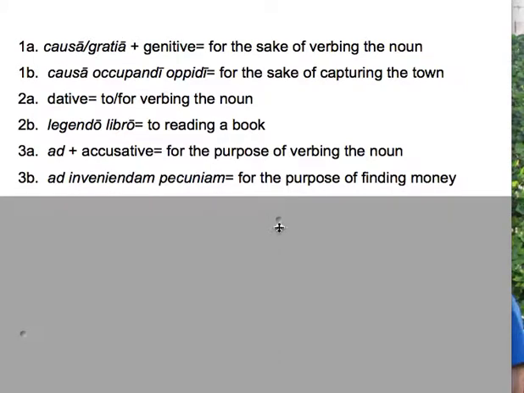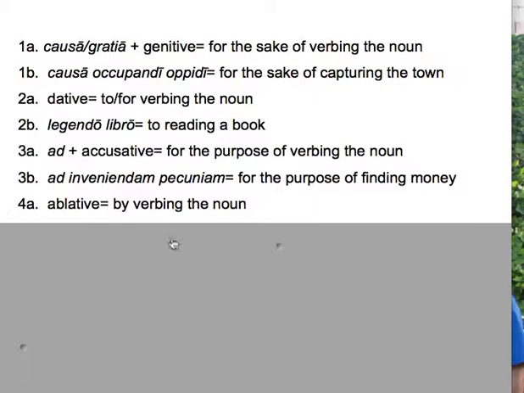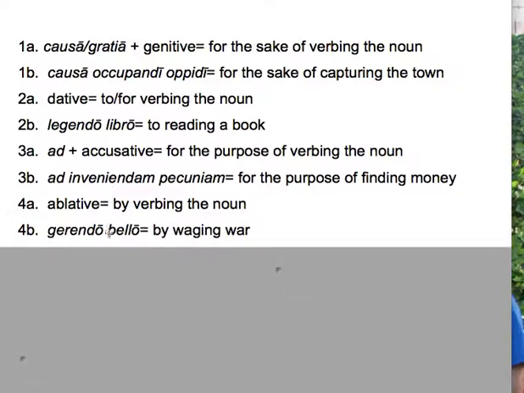And our last use, and then we'll be done for now, you could have an ablative gerundive and an ablative noun. And you would translate this by verbing the noun. For example, gerendo bello, by waging war. In other words, we could say something like, by waging war, they gained more territory. And that would be your ablative gerundive. So here are the four possible uses of the gerundive that we care about right now. And this is all I need you to have written down for tomorrow.